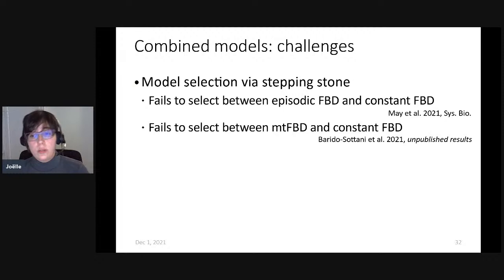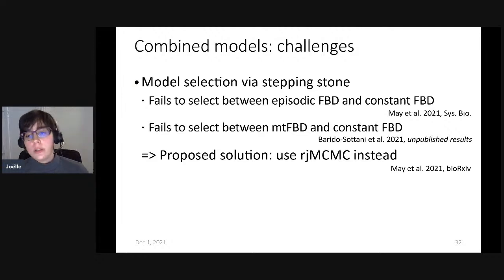And that is confirmed by our own unpublished results, where we looked at the multi-type FBD this time versus the constant FBD. In our case, this was on simulated data, so we know exactly which one was the true one. And again, it selects the simpler model as opposed to the correct one. Now, one paper has looked into an explanation for this and has found that the stepping stone method fails to account properly for the fossil evidence.